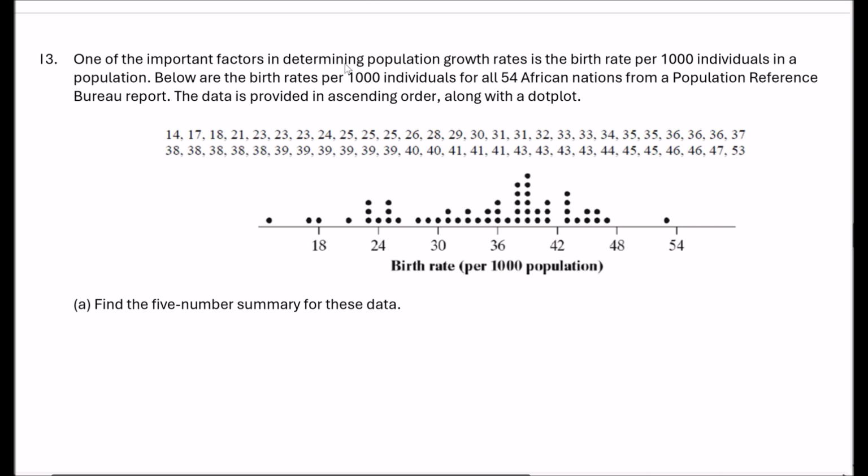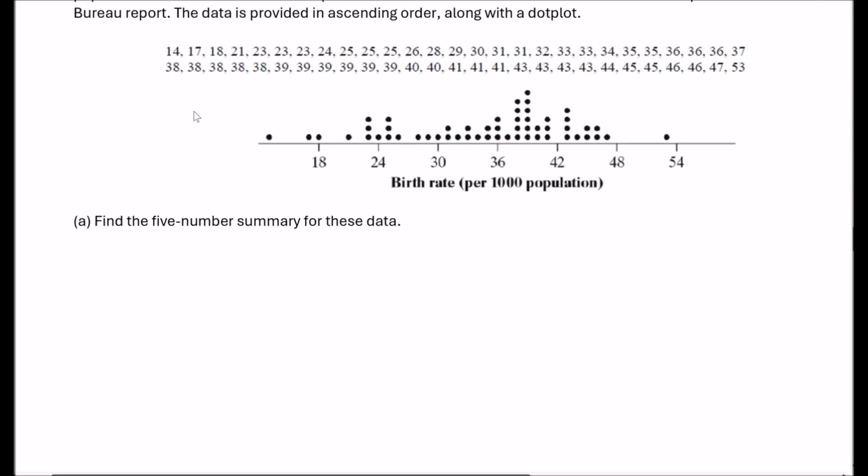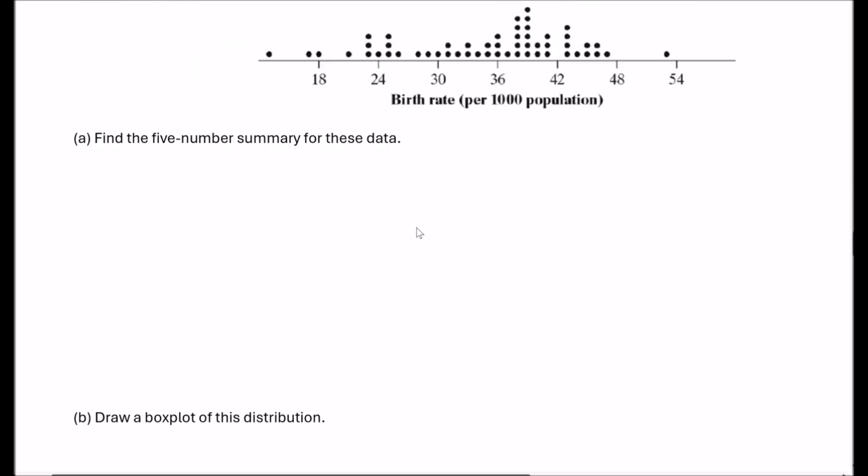One of the important factors in determining population growth rates is the birth rate per 1,000 individuals in a population. Below are the birth rates per 1,000 individuals for all 54 African nations from a Population Reference Bureau report. The data is provided in ascending order along with a dot plot. All right, so we got a bunch of data, we got a dot plot, and we want to find the 5-number summary. The 5-number summary is your minimum, your quartiles, and then your maximum. So that's not too bad.